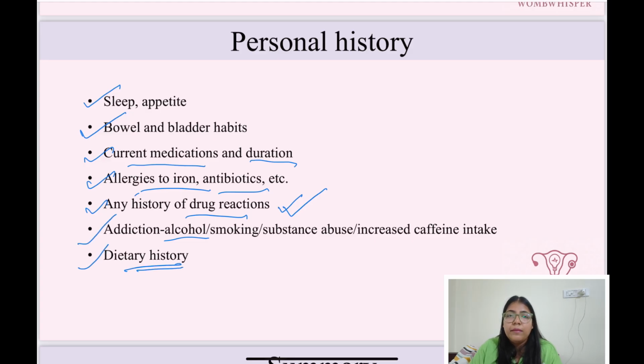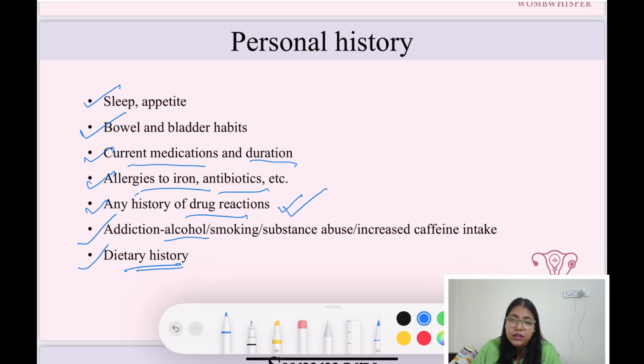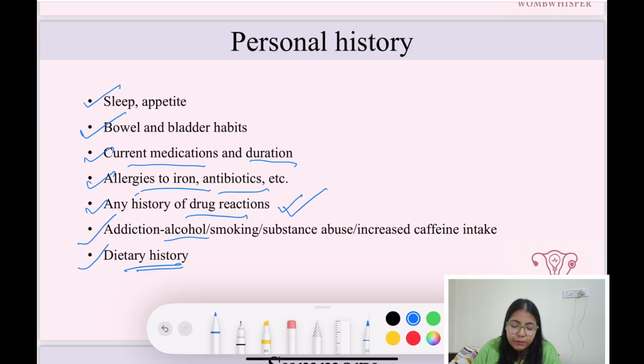You should know the basic calorie requirement of the patient according to her BMI, and if she is taking the required calories in her diet or not. Because if she is taking fewer calories than her requirements, then there is risk of malnutrition and subsequent FGR in the baby. Okay, so dietary history is important.